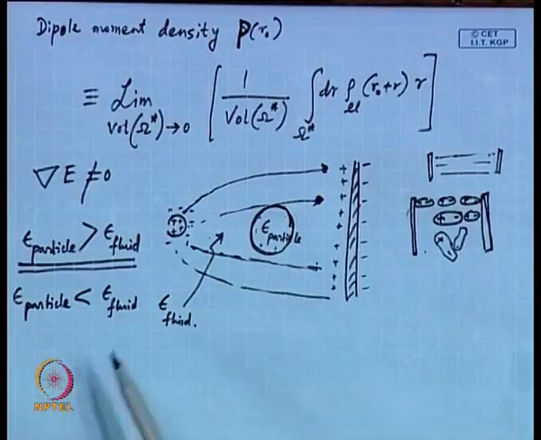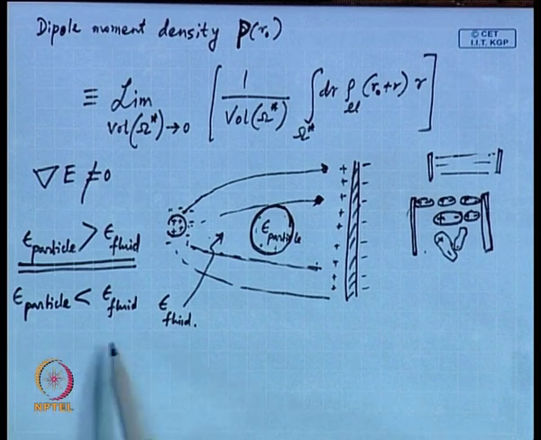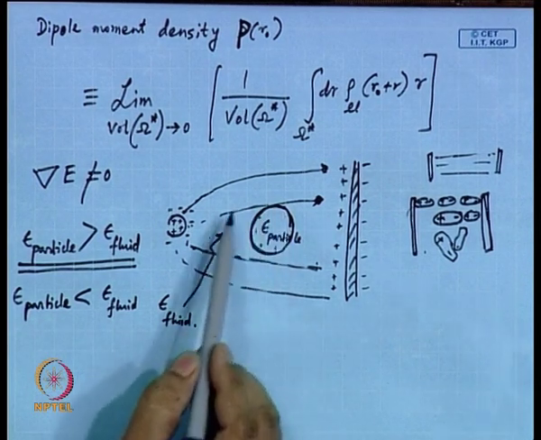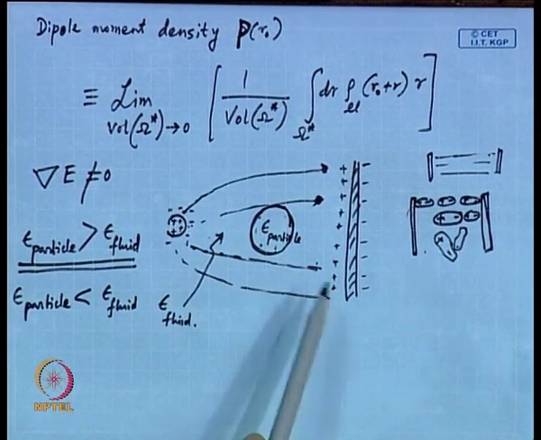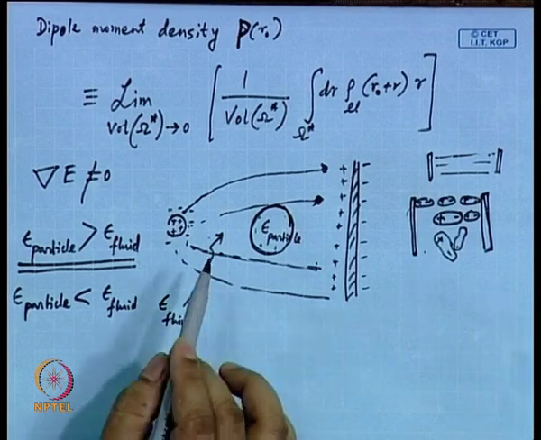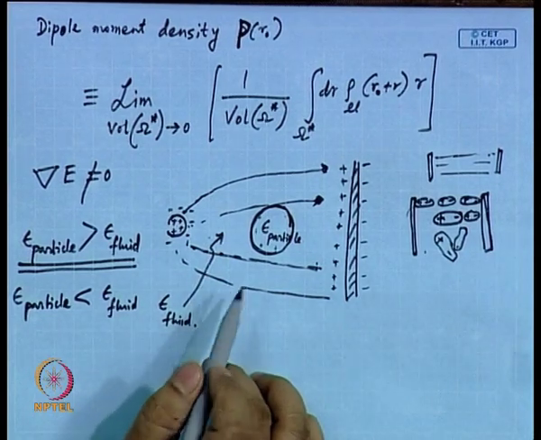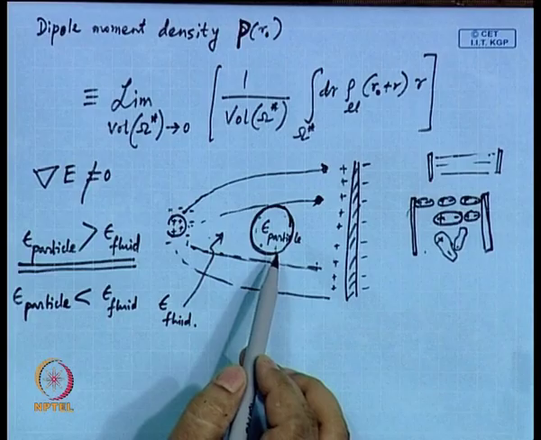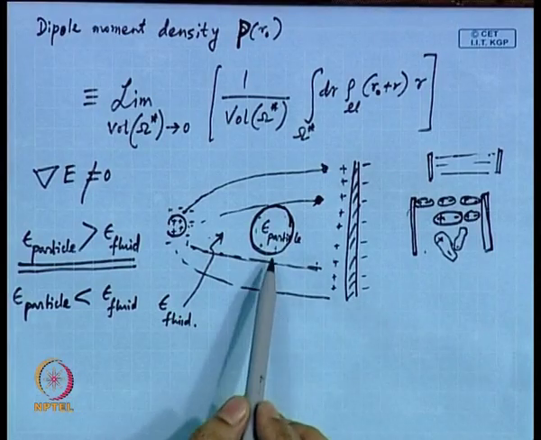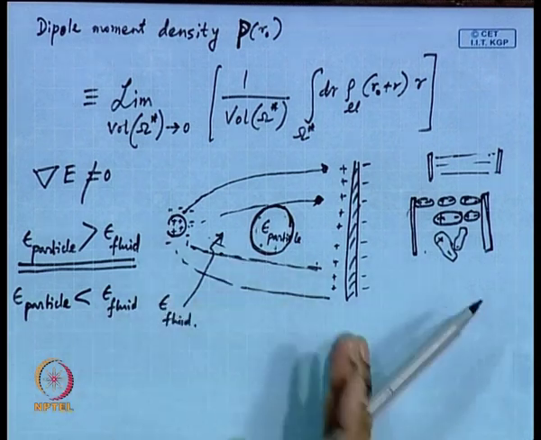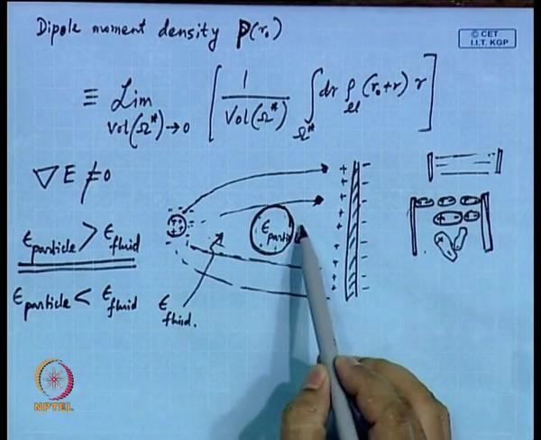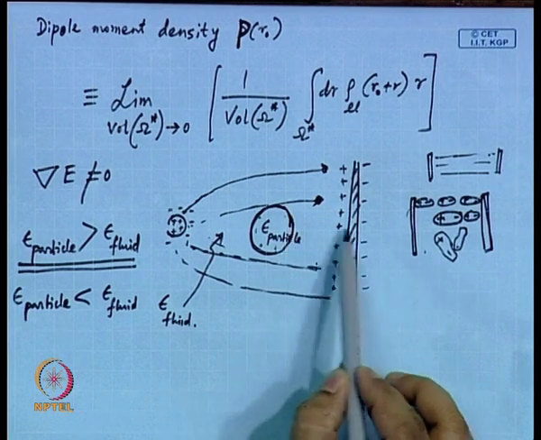Now, think of the case when f sub particle is less than f sub fluid, that means this particle is less polarized and the fluid in which the particle is suspended is more polarized. In that case, the surface charges on the fluid would be more than the particle, because the particle will have less charges, the fluid will have more charges. So, in that case it would be easier for the fluid to move towards this direction than with reference to the particle, or in other words we can say the particle will be pushed towards this direction.